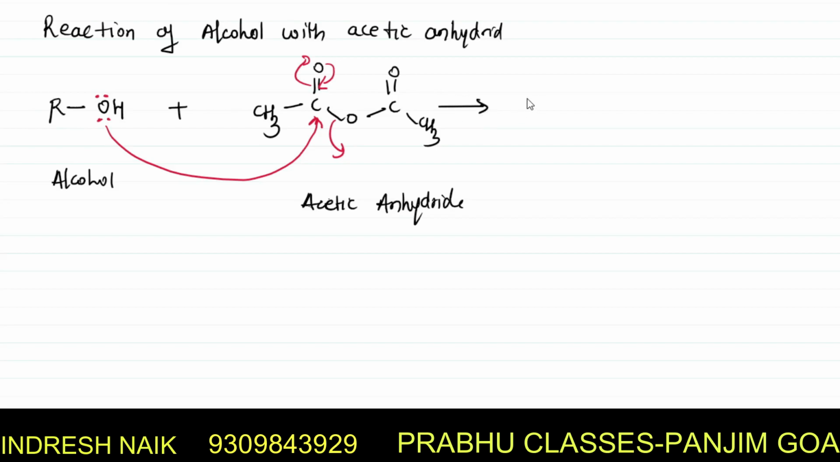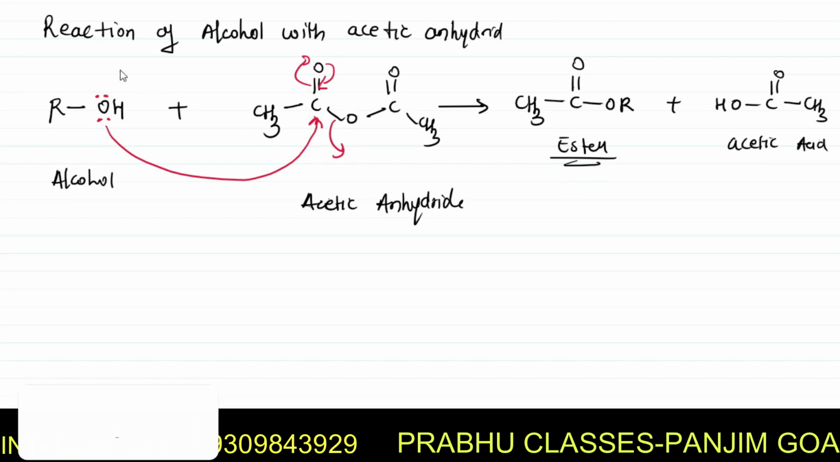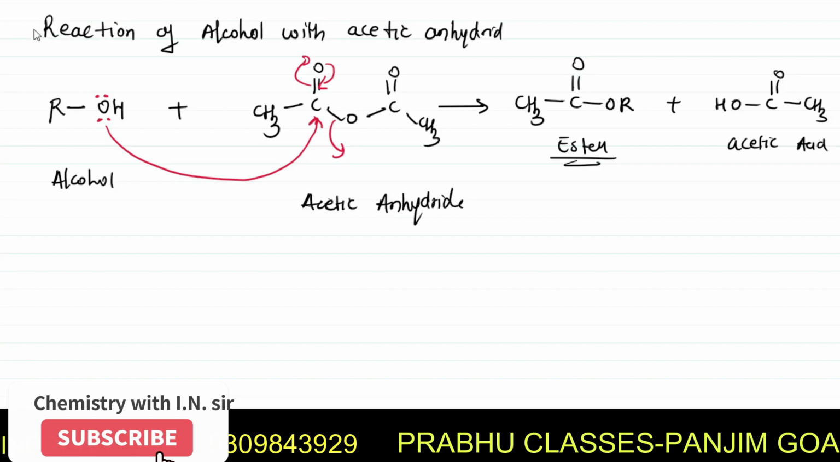The compound you are going to get over here is CH3, CO, OR. This hydrogen will combine with this O minus. So this is OH, C double bond O, CH3. So what you get over here is an ester. And the other is CH3COOH, acetic acid, a carboxylic acid. So here also you are going to get an ester. Right? Reaction of the alcohol with acetic anhydride.